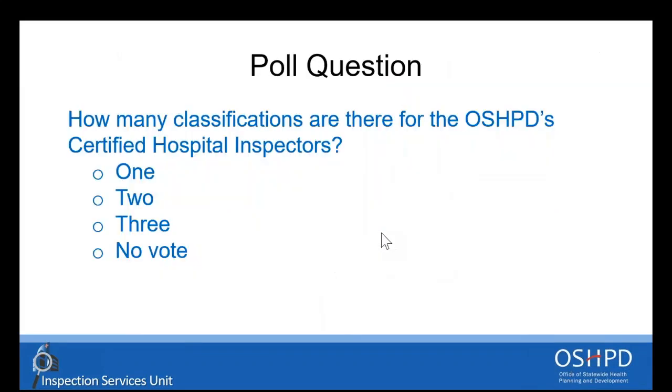I have this poll question, it is not live, so: how many classifications are there for the OSHPD certified hospital inspectors? Think for a few seconds and I will provide the answer. So as you know, there are 3 classifications for our OSHPD certified inspectors, A, B, and C.